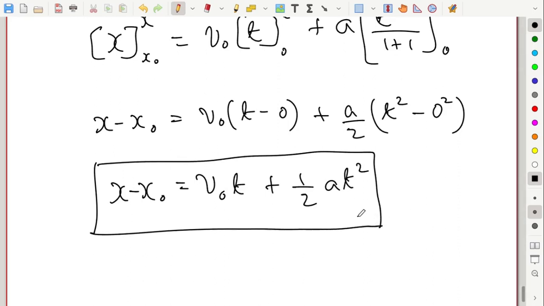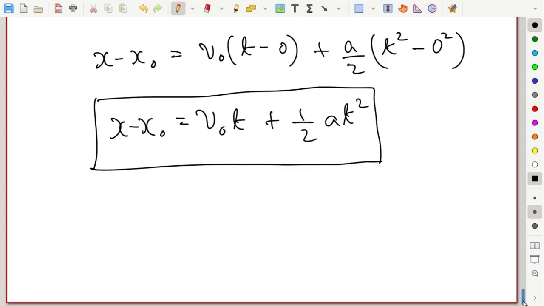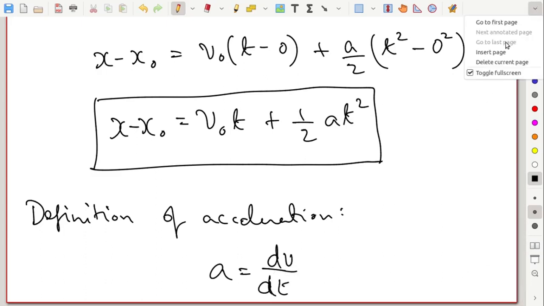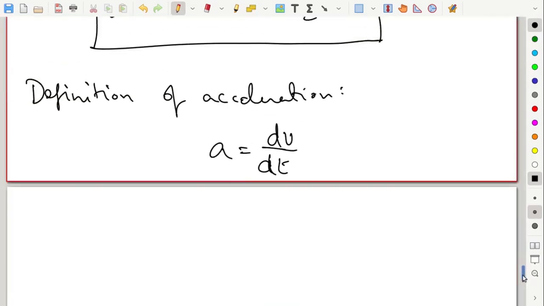Okay, using the integration method. So to derive the next equation, I start with the definition of acceleration. Okay, so we know acceleration equals dv by dt. Okay, dv by dt, we know. So now what am I going to do? I am going to multiply and divide by dx.